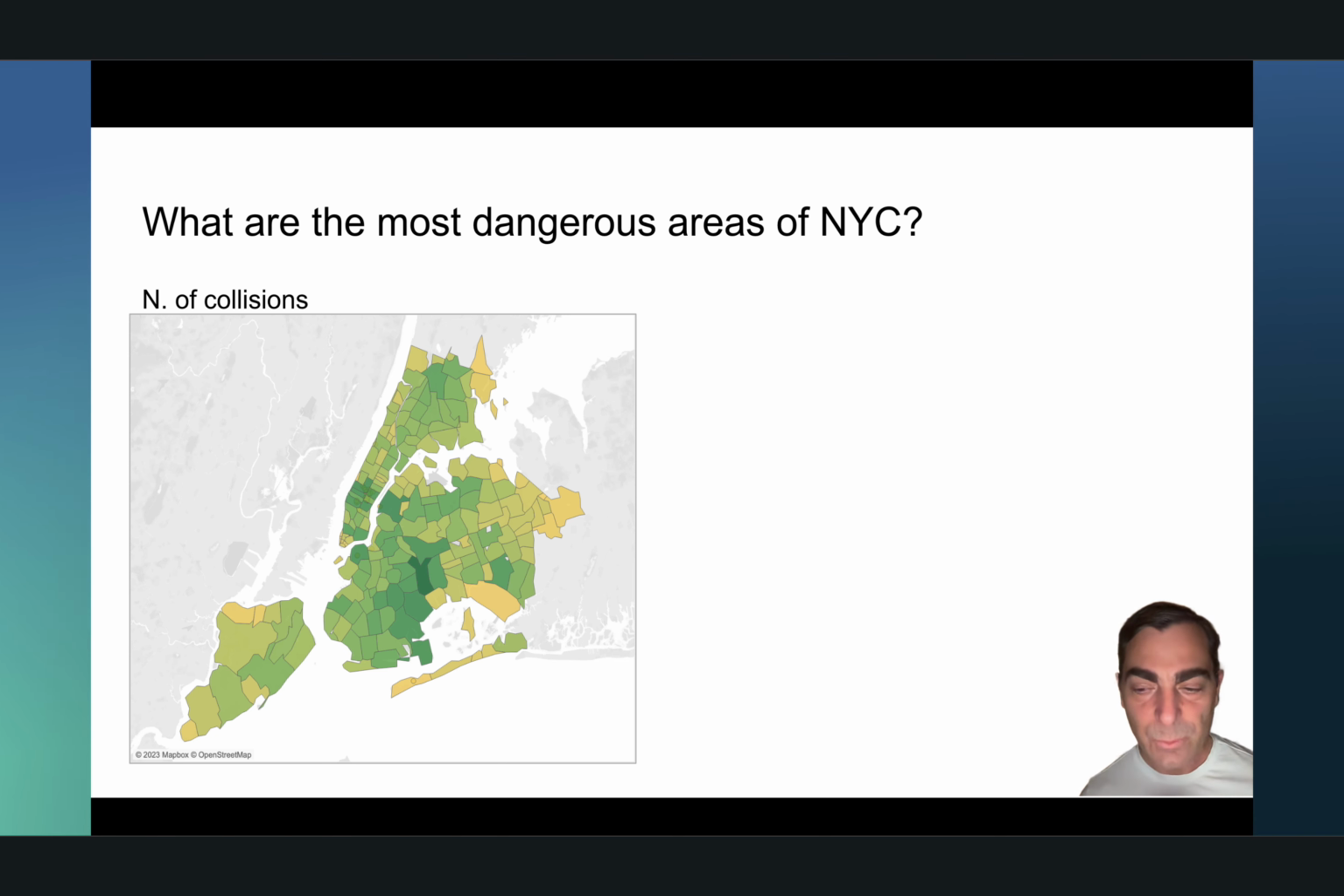But wait a minute. It's more complicated than that, because this is the number of collisions, but the number of collisions is also related to how many cars are in any given region at any given time. So it's correlated to that. If there are more cars, there are more collisions, but it doesn't necessarily mean that it's more dangerous. So this is the problem with translating the idea of most dangerous into number of collisions.